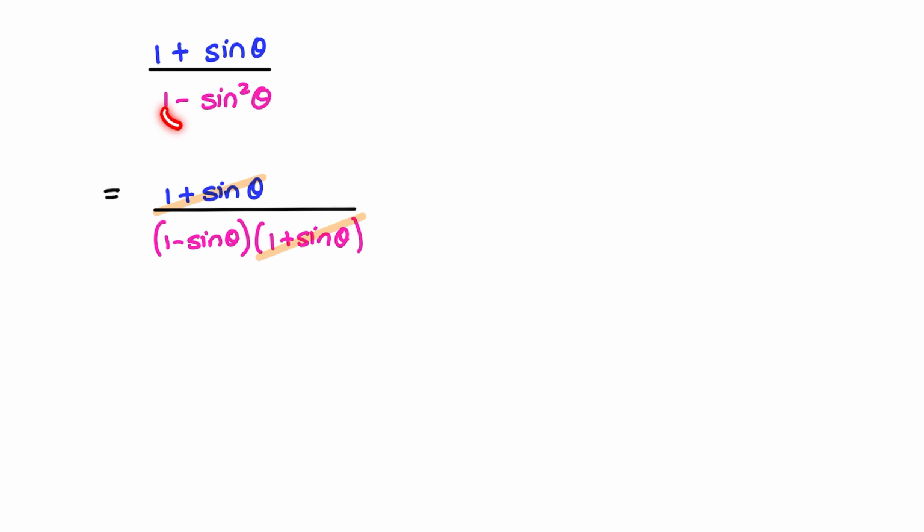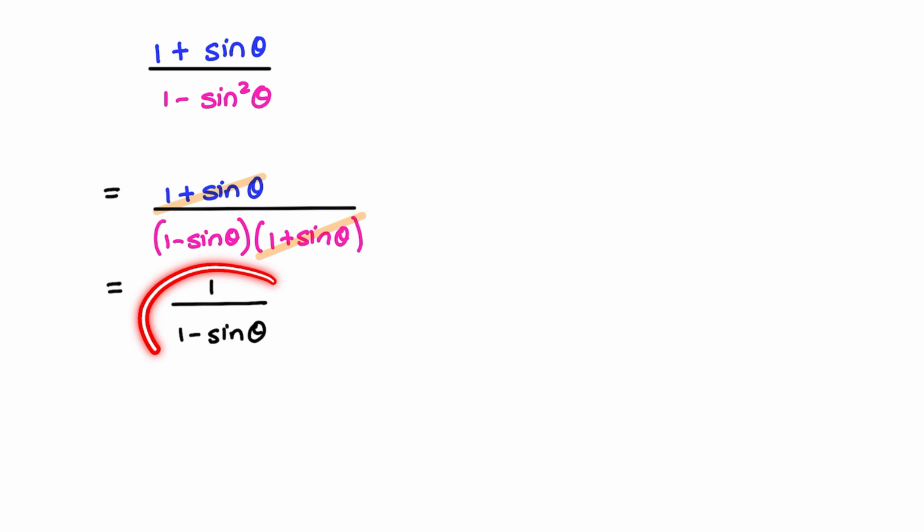Now that's the same thing that we can do here in the denominator. We can factorize that as a difference of 2 squares. And notice that I can take the 2 terms in the numerator and write that as one term by placing it in brackets. That means that 1 + sin θ will cancel out 1 + sin θ in the denominator. And that simplifies to 1 over 1 − sin θ.